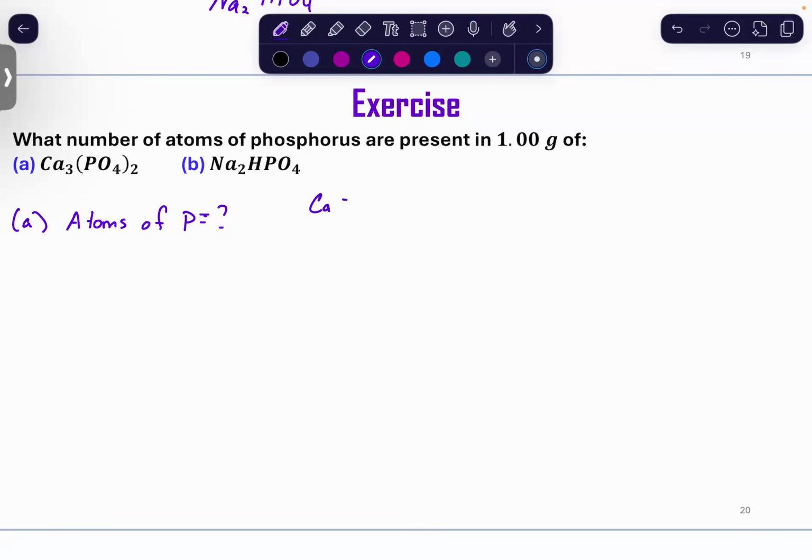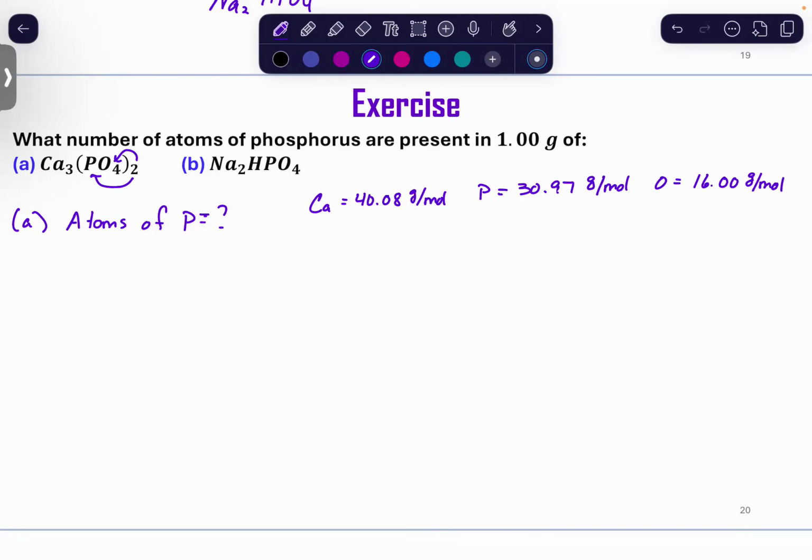Again, calcium, 40.08, phosphorus, 30.97 grams per mole, oxygen, 16.0 grams per mole. Now, look at this formula. It's 3 calciums, 2 phosphorus, and 8 oxygen.